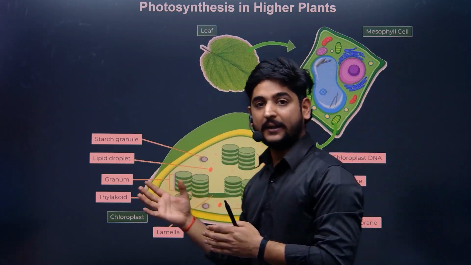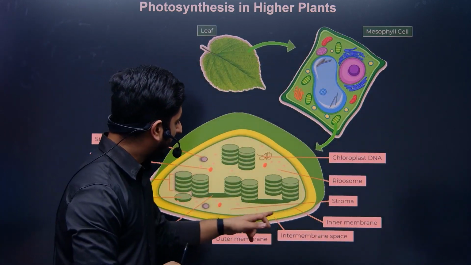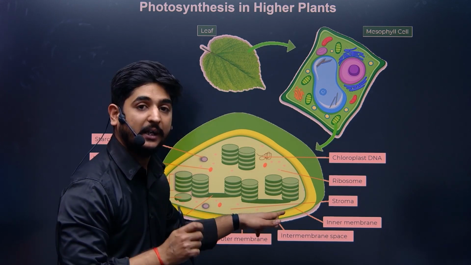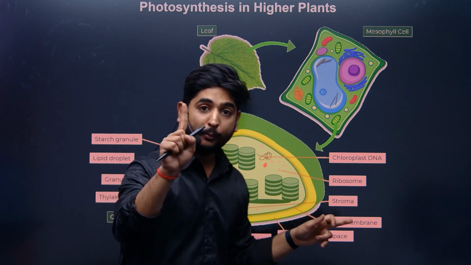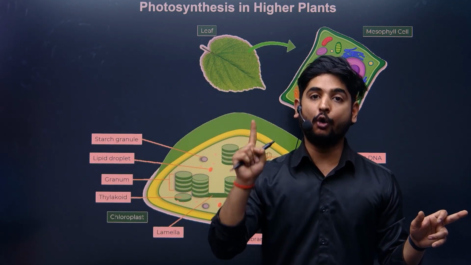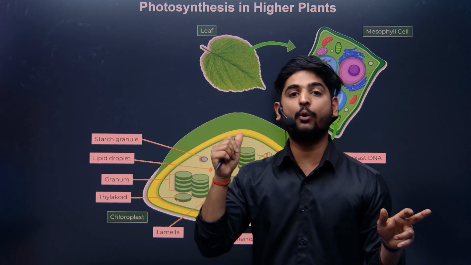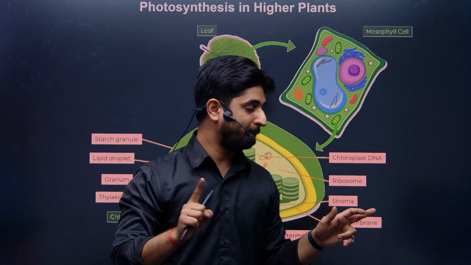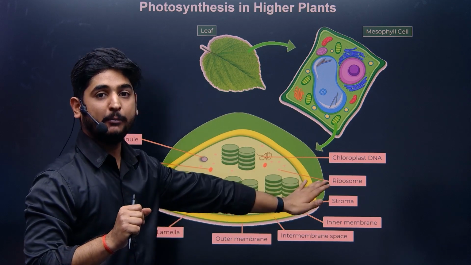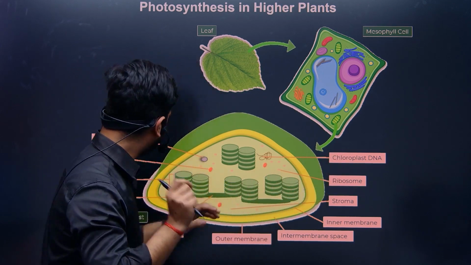Looking at the structure of a typical chloroplast, this is the outer membrane, this is the inner membrane, and this is the intermembrane space. Chloroplast and mitochondria are semi-autonomous organelles. They have their own protein synthesizing machinery, their own ribosomes, their own DNA. The ribosomes will be 70S in nature.